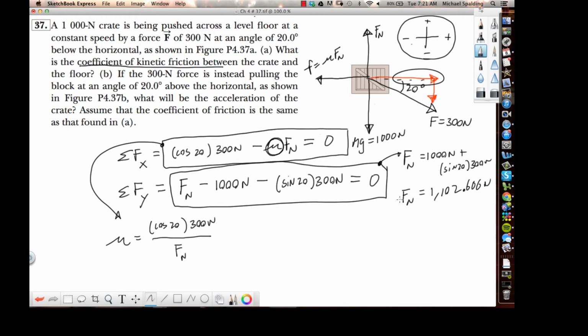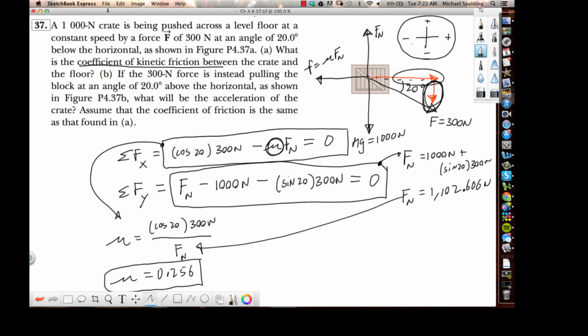All right, then take that, plug it in over here. Mu comes out as 0.256. That's the answer to part A. Okay, any questions on part A? If you didn't get this correct, the most likely reason is you forgot the y component of the 300.